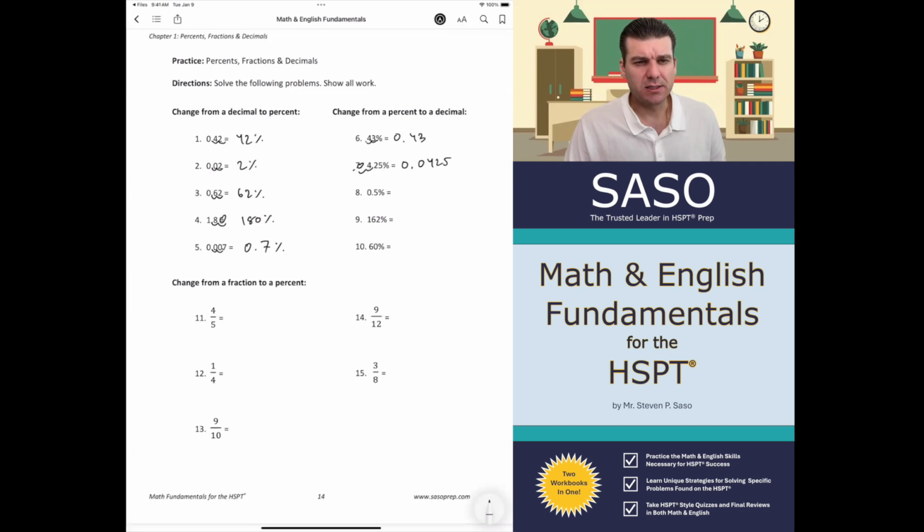Okay, 8 is 0.5%. So move the decimal 2 places to the left. We do have to add a 0 here. So this is 0.005.